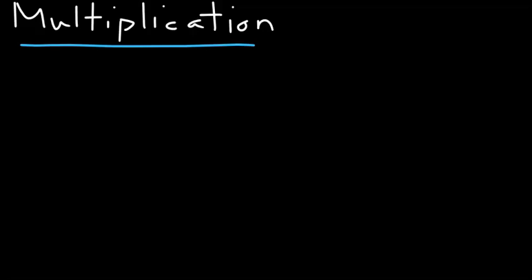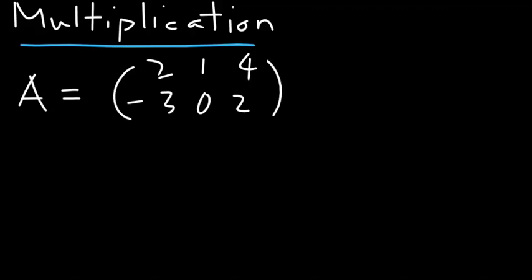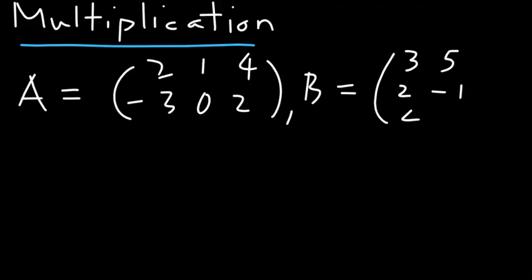Now let's look at matrix multiplication. Assume we have two matrices. The first matrix A is given by 2, 1, 4, minus 3, 0, 2, and matrix B is given by 3, 5, 2, minus 1, 4, 2. Obviously, the order of matrix A and B are different. Can we do the multiplication of matrix A and matrix B? Well, to answer that question, we need to determine the order of A and the order of B.